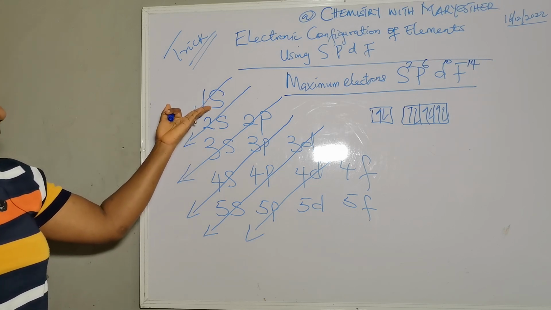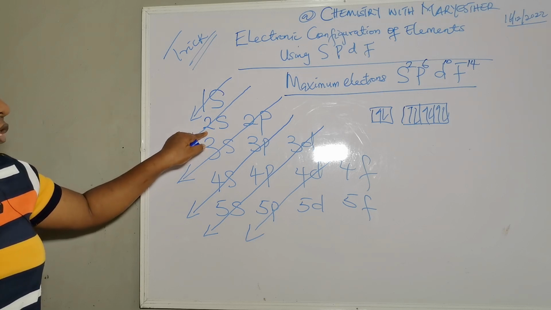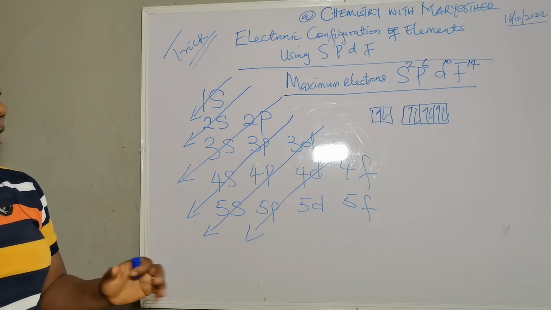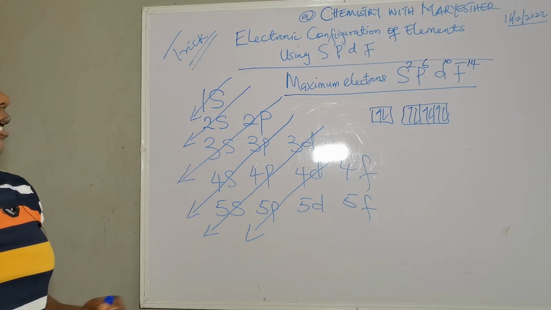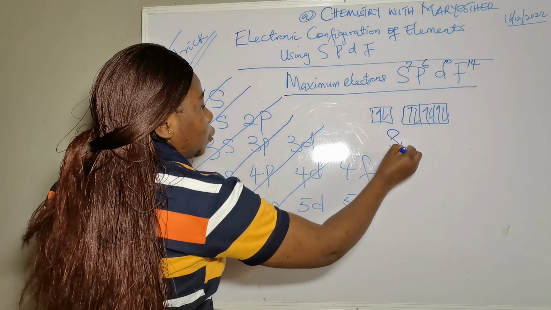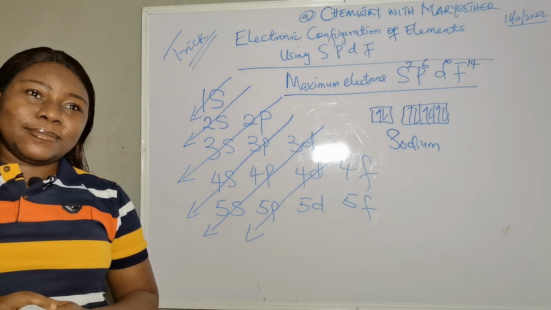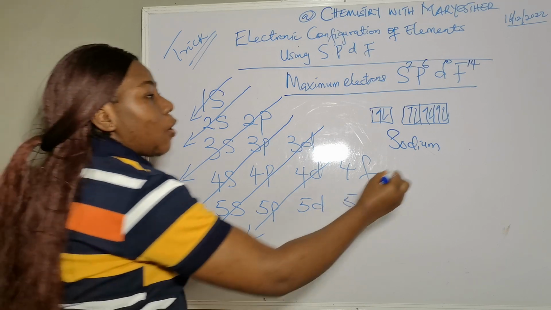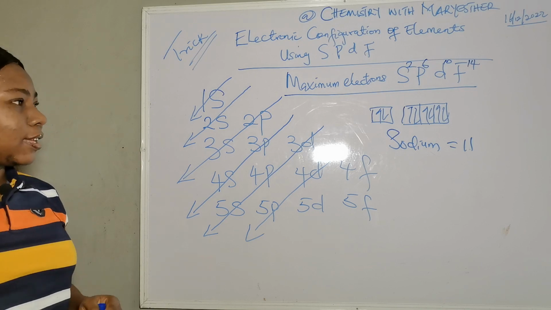After filling the 1s, that is the first shell bearing the s orbital, you fill the second shell, third shell, fourth shell, fifth shell, and so on. We're going to try out this with an example. What is the electronic configuration of sodium? You ask yourself, what is the atomic number of sodium? If you remember the song we sang the other time, you find out that sodium has an atomic number of 11. Let's fill in.